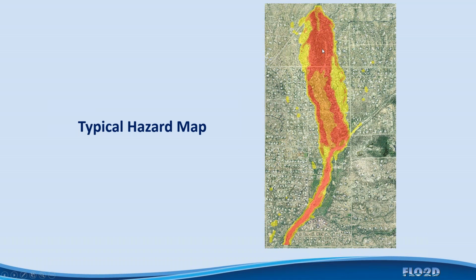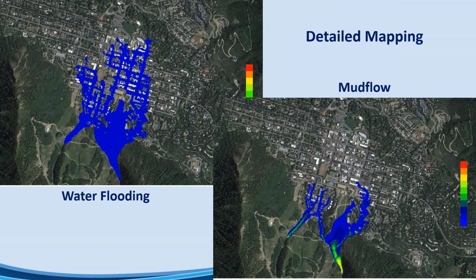It's pretty clear. It will eliminate some of the confusion that comes from DFIRM maps. And you can do this with fairly detailed modeling with FLO-2D. You can do it for water flooding or for the mud flow.